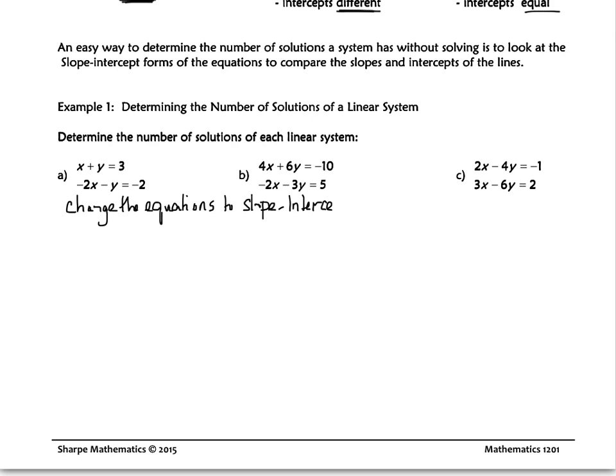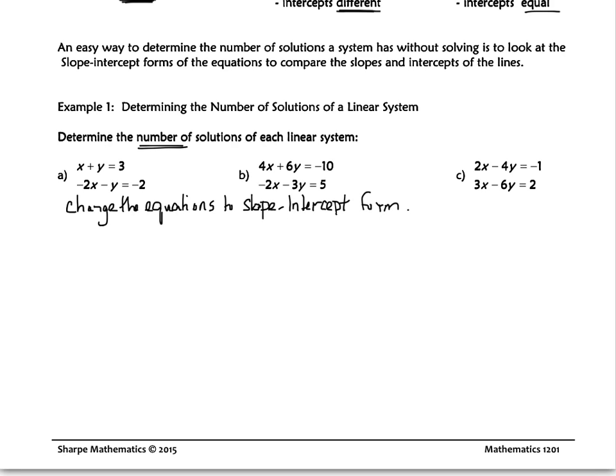Again, if we were looking for the exact solution, we wouldn't bother doing this, because we would need to eventually go on and solve either algebraically or graphically, more than likely algebraically. But because they're only asking the number of solutions, the easiest thing to do would be to change them to slope-intercept form.